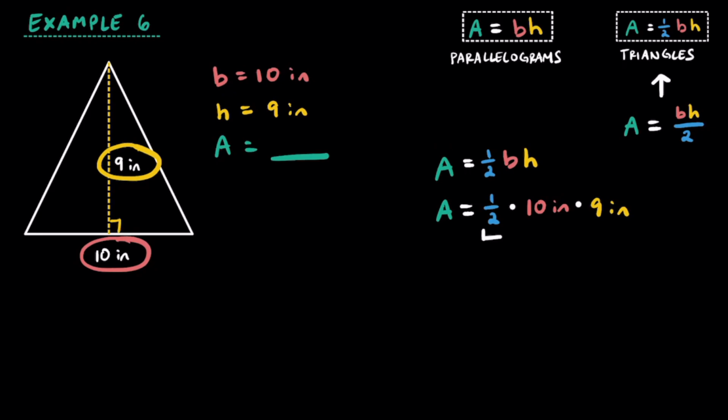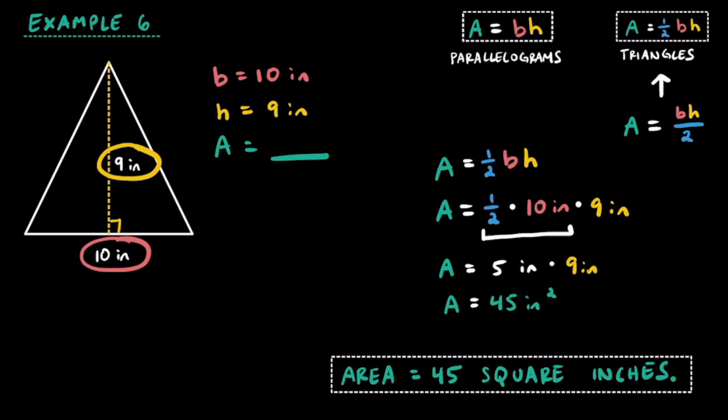Well, we can technically multiply in any order since it's all multiplication, and multiplication is commutative, meaning you can do it in any order. I'm going to multiply half of 10 first because I know that's just going to equal 5. So we'll have 5 inches, and we'll multiply that by the 9 inches that we still haven't touched yet. That's our height. Now multiplying 5 times 9, we can find out the area is equal to 45 square inches. The area of this triangle is equal to 45 square inches.